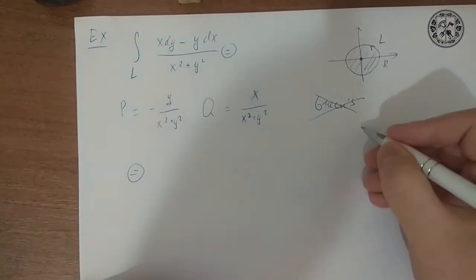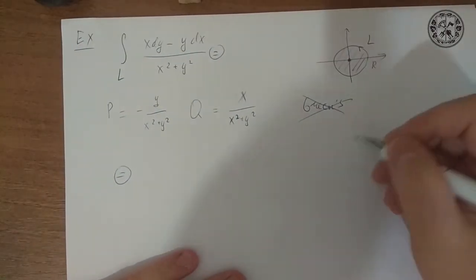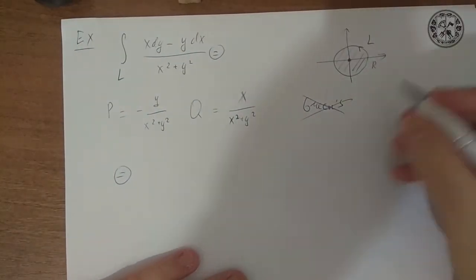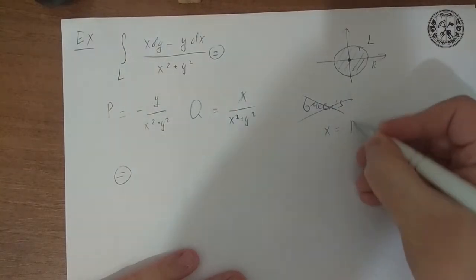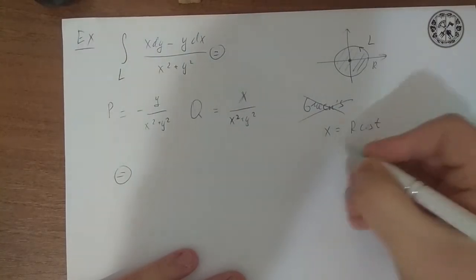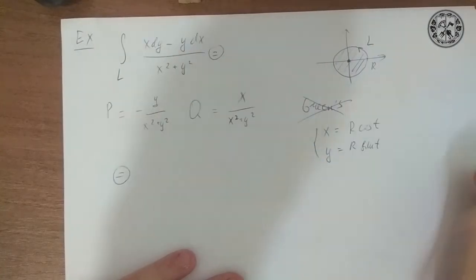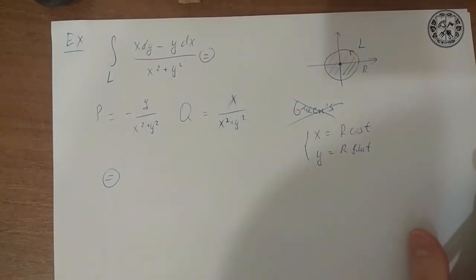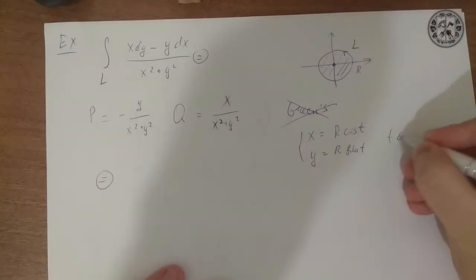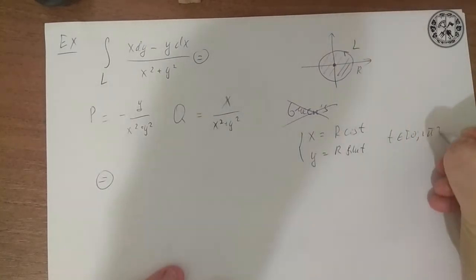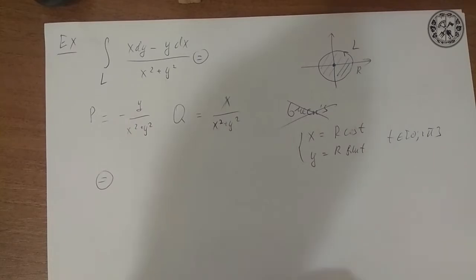So to do it, we have to parameterize this curve. We have to write down the parametric representation of this circle. This will be r cosine t and r sine t.